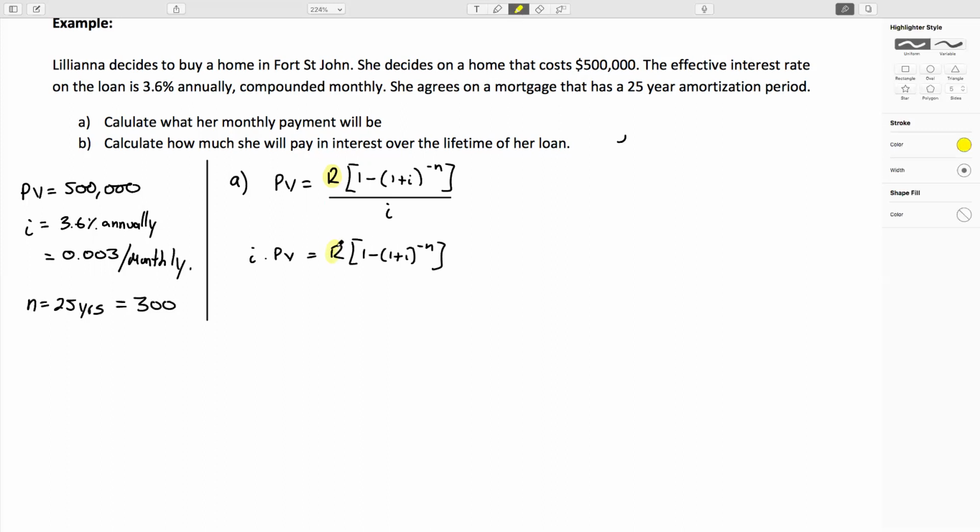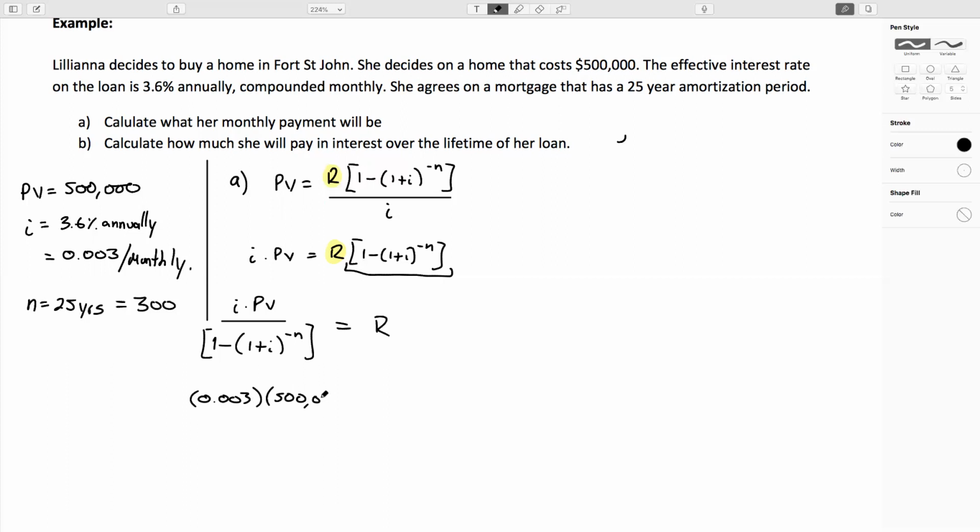So we've got to get rid of these brackets. Fortunately, they're in brackets and we can just divide it all. So I times present value all divided by 1 minus 1 plus I to the negative N equals R. Now we just need to put in our numbers. The interest rate was 0.003 times the present value, which is $500,000. We're going to divide this by 1 minus 1 plus 0.003 to the negative 300.